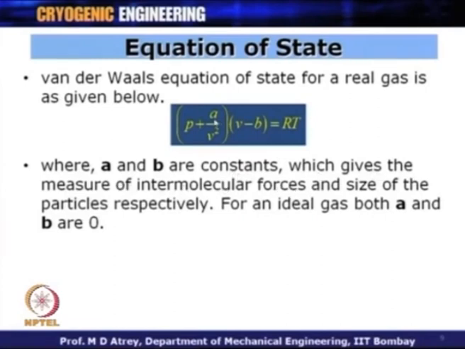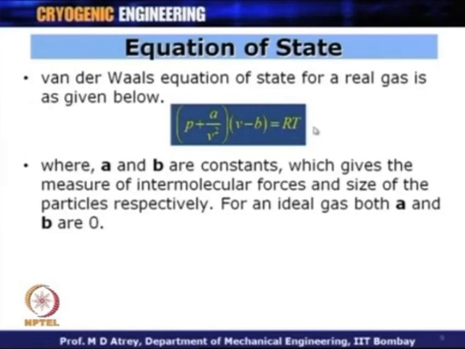For an ideal gas, we assume that both A and B are equal to 0, and therefore, what we get is PV is equal to RT for an ideal gas. If we rearrange this term, what you get is P is equal to RT upon V minus B, minus A by V square. You can do this exercise by yourself to derive this particular term.